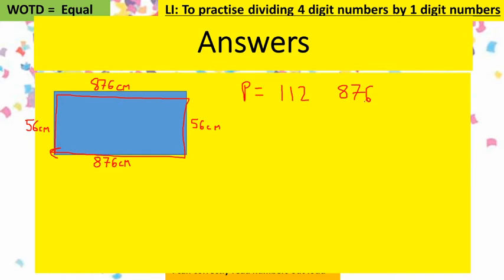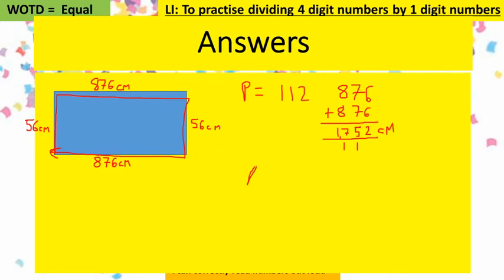So 876 plus 876. So 6 plus 6 is 12, so my 2 goes in my 1s, my 10 goes under my 10s, because I haven't finished the 10s column. 70 add 70 is 140, add 10 is 150, my 50 goes in my 10s, my 100 goes underneath my 100s. 800 add 800 is 1,600, plus 100 is 1,700. So the perimeter is 1,752 centimetres.